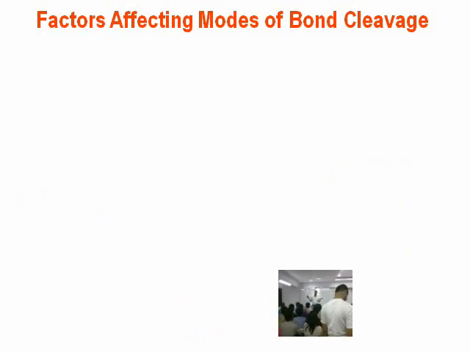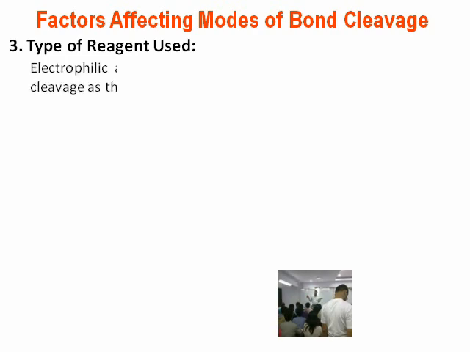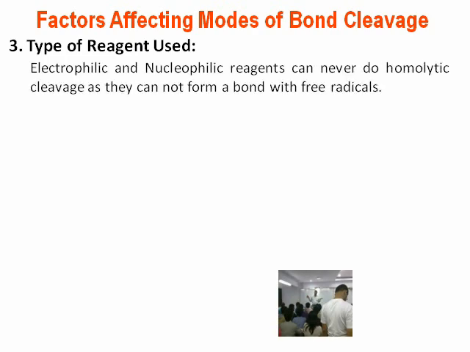Mode of bond cleavage depends on yet another factor, which is the type of reagent used for the bond cleavage. Electrophilic and nucleophilic reagents can never do homolytic cleavage because they cannot form a bond with free radicals. Therefore, electrophile and nucleophile can do only heterolytic bond cleavage. Let us see how electrophile will do heterolytic cleavage.